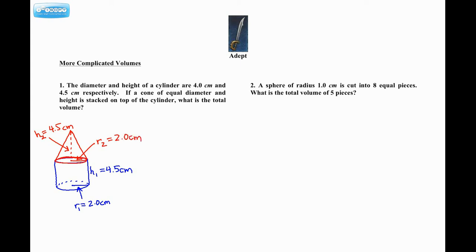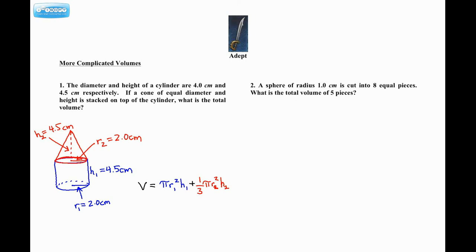Okay. All right, so let's find the volume. So V equals pi R1 squared times H1. So that's the radius and the height of the cylinder, plus, well, the volume of the cone. And that would be 1/3 times pi times R2 squared times H2.